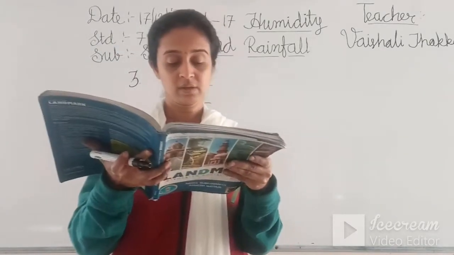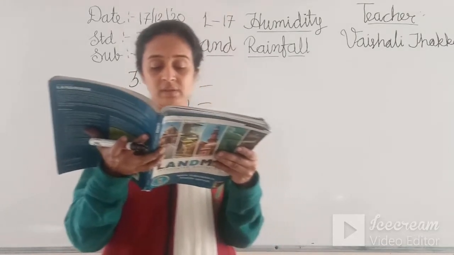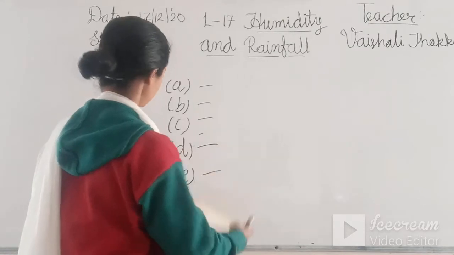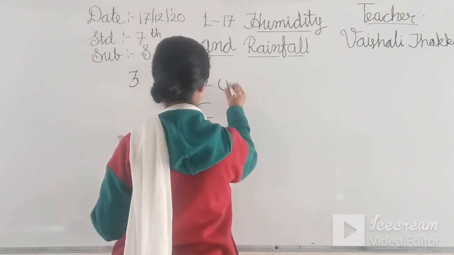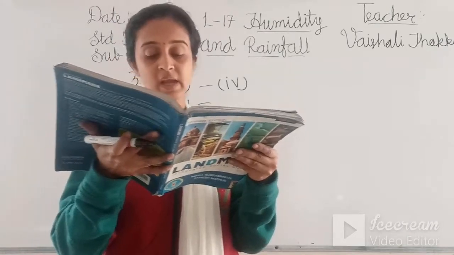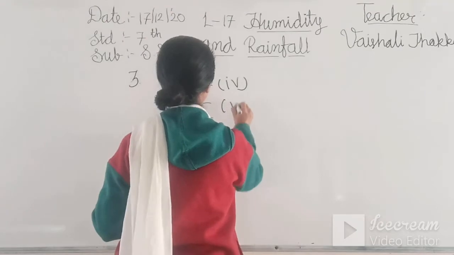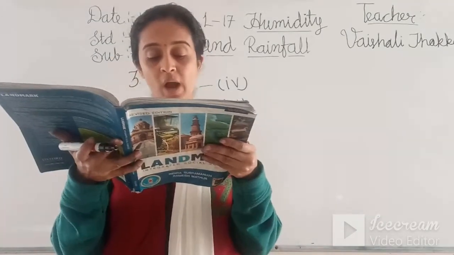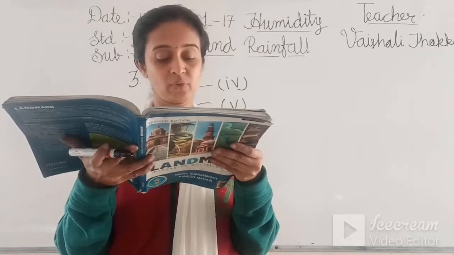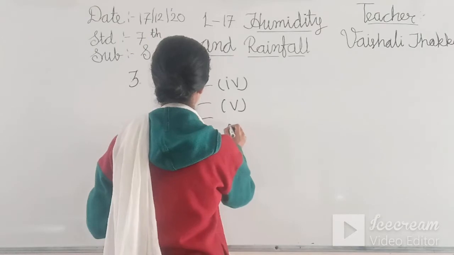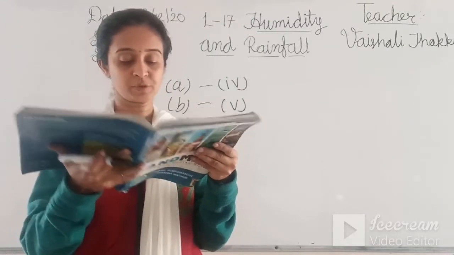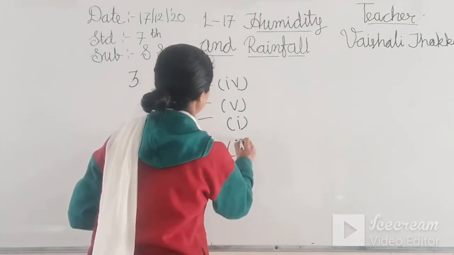First is frost. Frost, it is a cold night. You can see the frost, cold night. B, relief rainfall, on the hills and mountains. Warm and cold air masses, cyclonic and frontal rainfall. Humidity, second, moisture in the atmosphere.